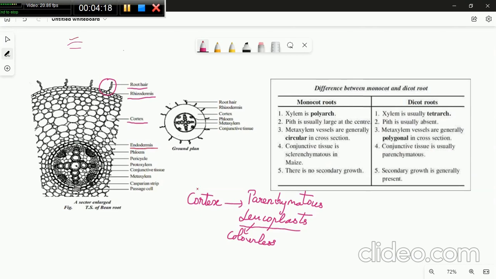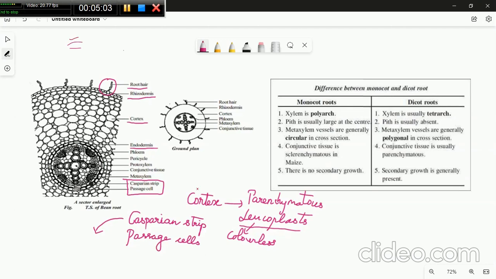So what is this endodermis? The inner layer of the root cortex. Now this endodermis comprises two important components, which are called the Casparian strip and passage cells. What is this? Casparian strip and passage cells. Now we can see about these Casparian strips. Now where are they present, students? These Casparian strips and passage cells are present on the outer layer of the endodermis.